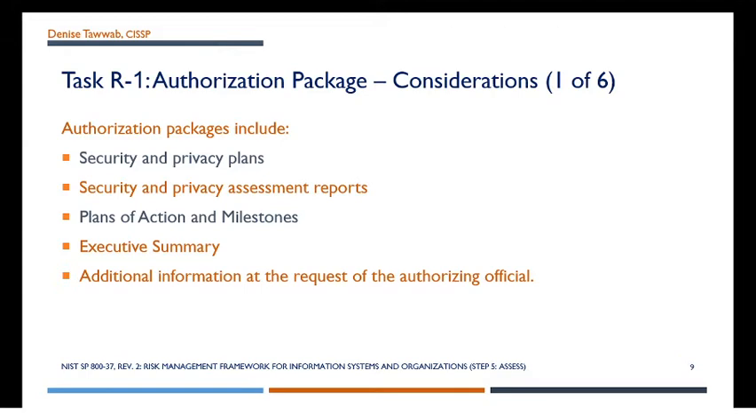All right, the authorization package is going to include the security and privacy plans, the security and privacy assessment reports that came out of the assess step, the plan of action and milestones that came out of the assess step, the executive summary also out of the assess step, and any additional information at the request of the authorizing official. So the authorizing official can receive the authorization package and then come back and ask for more information for whatever reason.